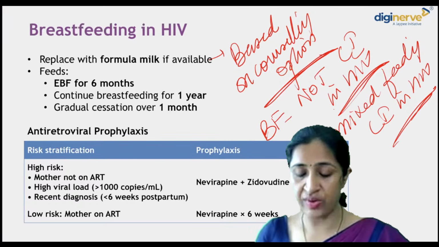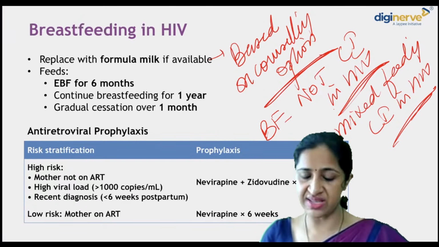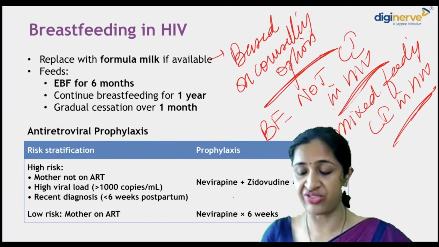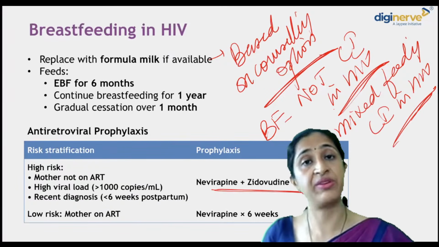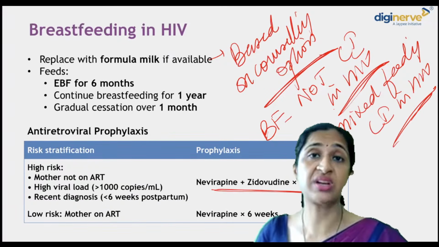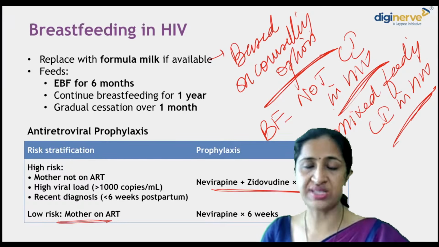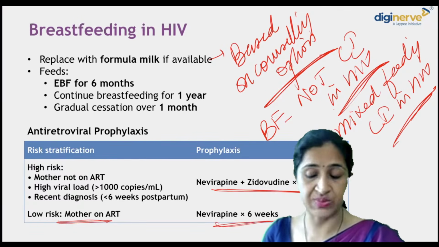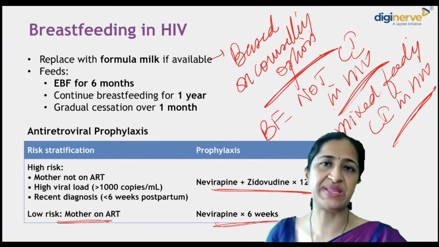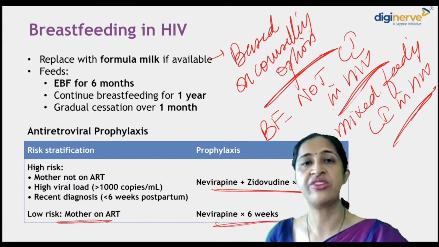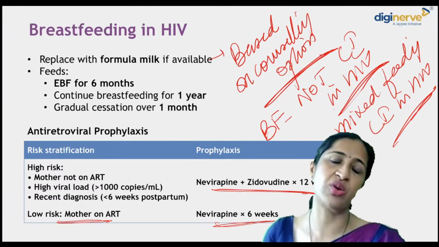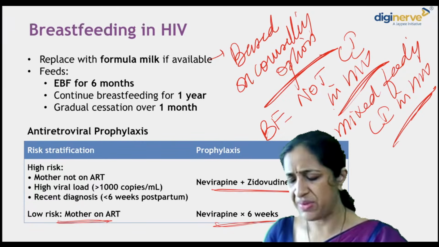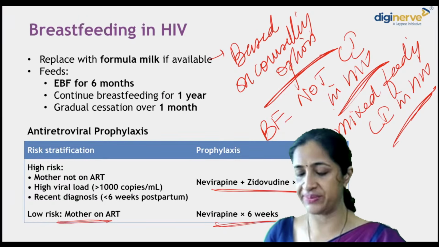Now, antiretroviral prophylaxis, see, this is what I was discussing there. The mother's not on ART, high viral load, or recently treated, it is double drug therapy for double the time. 2 drugs, 12 weeks. Low risk, mother is on ART, then the nevirapine is given for 6 weeks. There used to be nevirapine single dose for mothers who had negligible viral load and who choose to breastfeed and whose viral copies were low, but that is a little older NACO guideline.